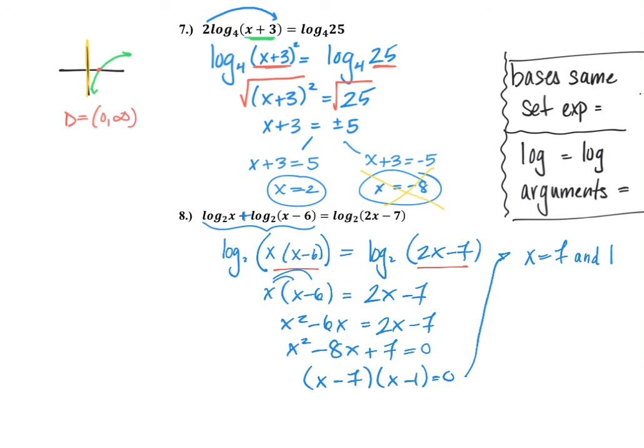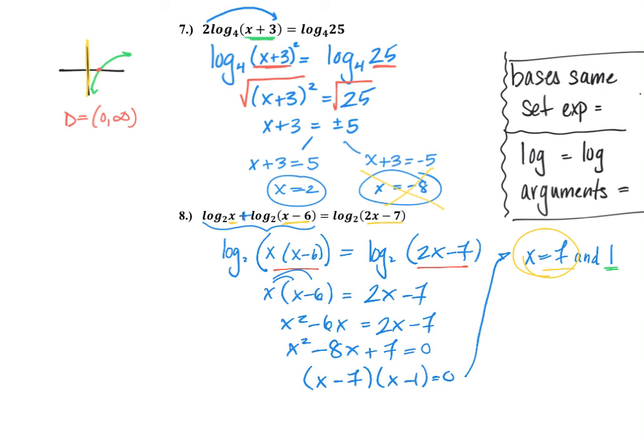Does it make sense that 7 works? Well, if I plug 7 in here, it gives me 7. That's good to go. If I plug 7 in here, 7 minus 6 is 1. That's good as well because it's positive. And if I plug the 7 in here, that's going to give me 14 minus 7, which is 7. Boom. So the 7 works. It creates positive arguments. Let's try that 1.